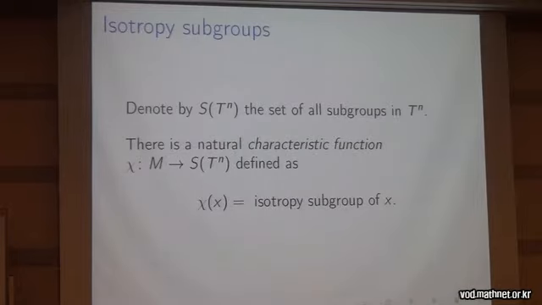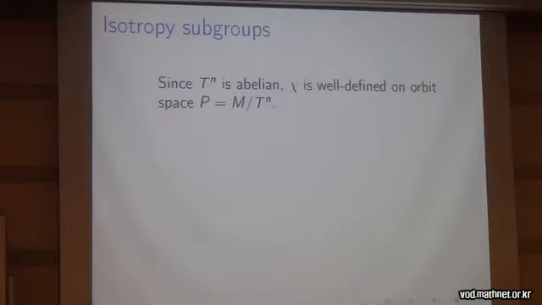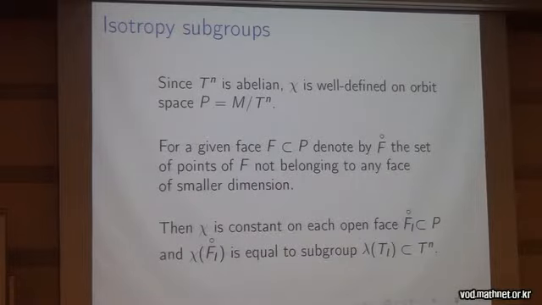And in order to proceed, we'll describe the isotropy subgroups of the torus action on M, and that will be enough for definitions. Well, we have the natural characteristic function, denoted by H, that puts in correspondence to a point x the isotropy subgroup of x. It's very simple. And in our case, since the torus is an abelian group, H is well defined on the orbit space, not just on M.